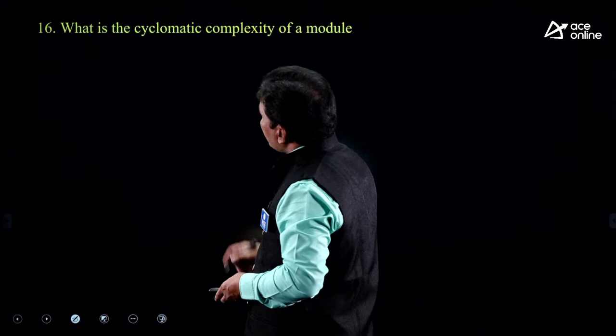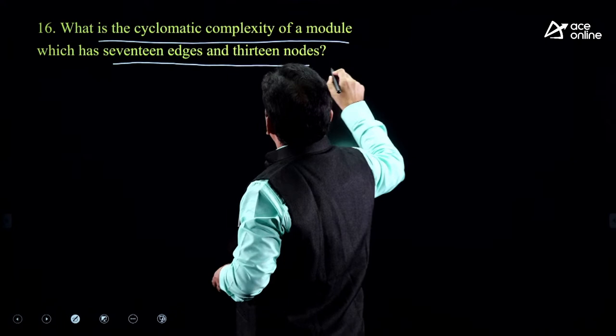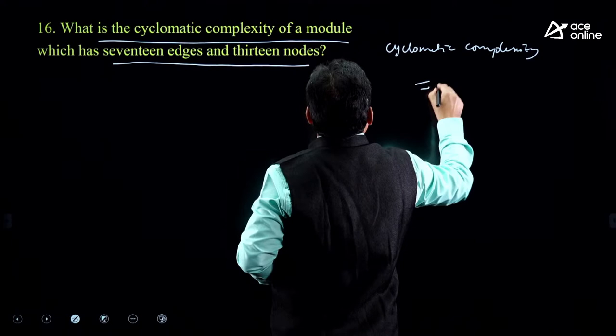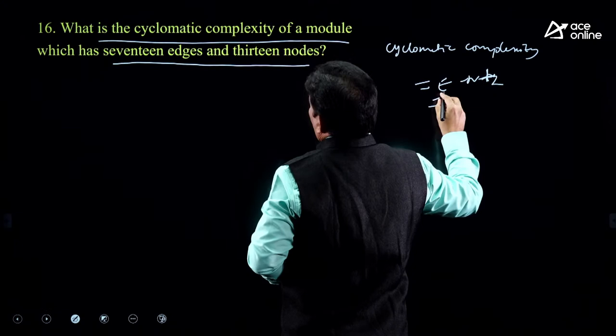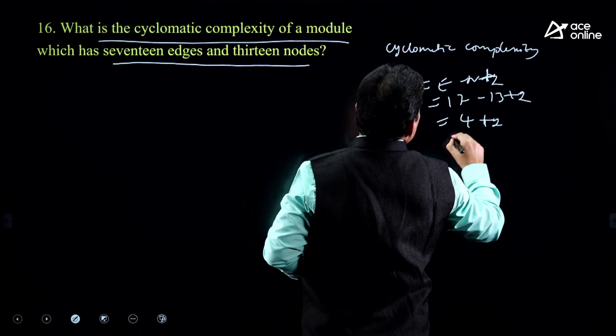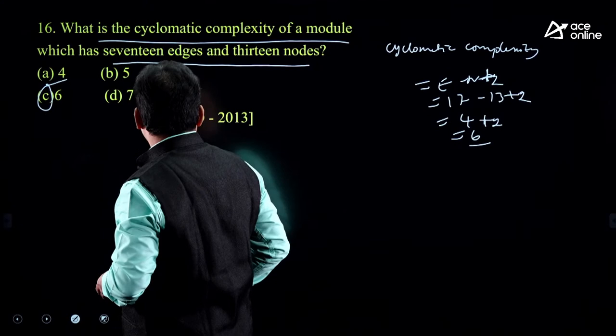And coming to, what is the cyclomatic complexity of a module which has 17 edges and 13 nodes? What is the formula for cyclomatic complexity? E minus N plus 2: number of edges 17 minus number of nodes 13 plus 2. So 4 plus 2, 6. So the answer here is 6, cyclomatic complexity, which was asked in the year ISRO 2013.